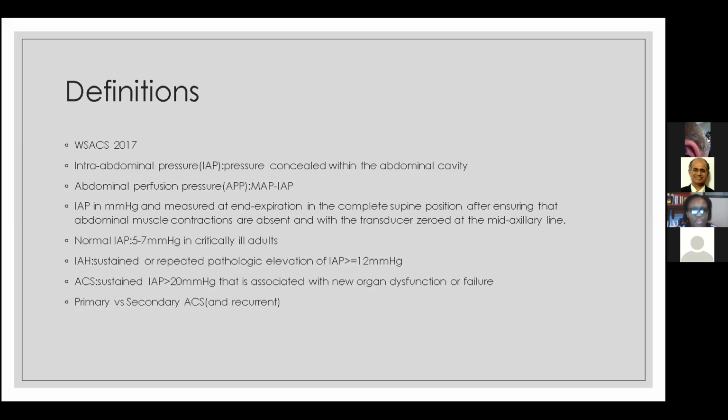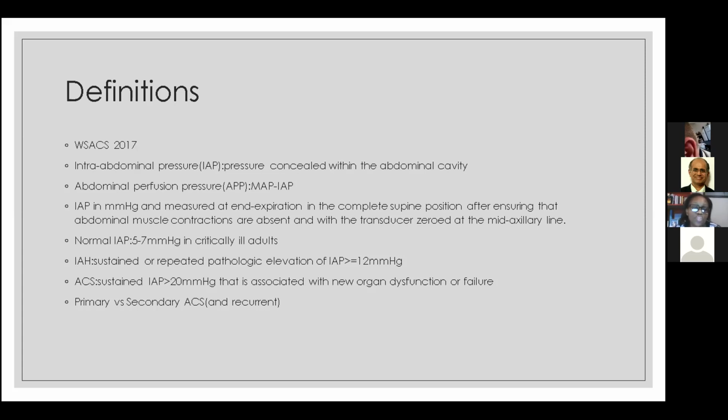Intra-abdominal pressure is described as the pressure concealed within the abdominal cavity. Then there's abdominal perfusion pressure, which was previously used as an endpoint of resuscitation. It's no longer being used, though some people still use it in their management as an endpoint of resuscitation, as well as in defining abdominal compartment syndrome. It's basically the mean arterial pressure minus the intra-abdominal pressure.